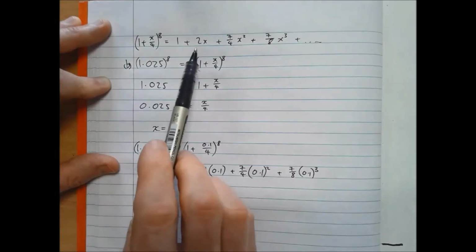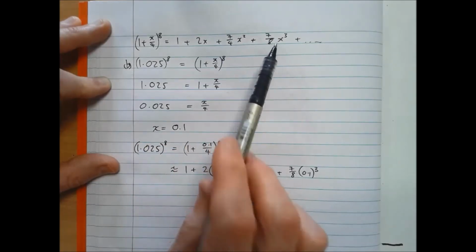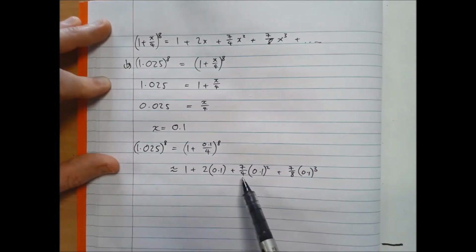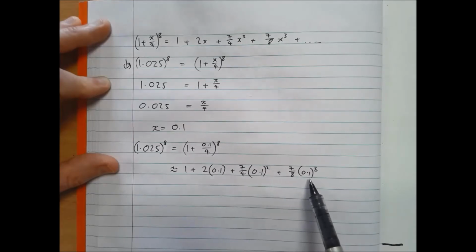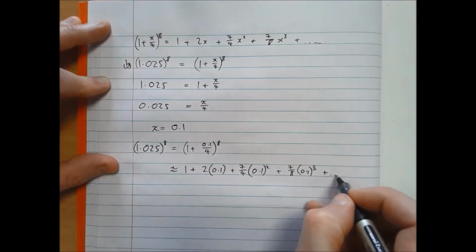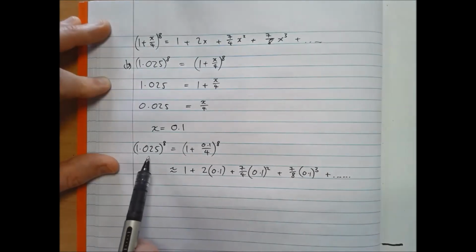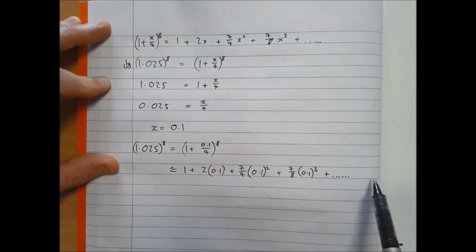Okay, so in our expansion above there, we had 2x, 7/4 x squared, 7/8 x cubed. I've now replaced the x with our 0.1 value, so 2 times 0.1, plus 7/4 times 0.1 squared, plus 7/8 times 0.1 cubed. Okay, plus dot dot dot. Now there are other terms, and to get a perfect value for 1.025 to the power of 8 using our expansion, we would have to include those values.